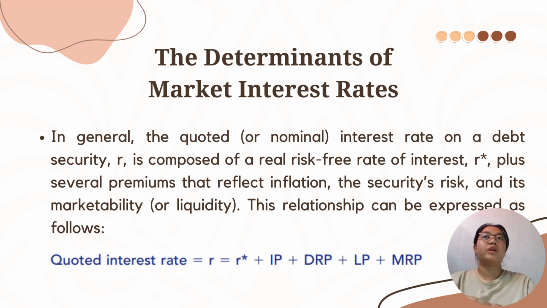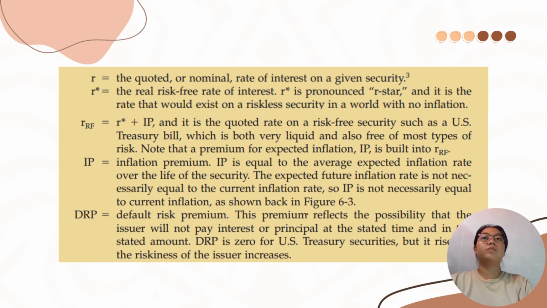The determinants of market interest rate. In general, the quoted or nominal interest rate on a debt security R is composed of real risk-free rate of interest R star plus several premiums that reflect inflation, the security's risk and its marketability or liquidity. This relationship can be expressed as follows. Quoted interest rate equals R star plus IP plus DRP plus LP plus MRP. This is the short description of those letters, but I'm still gonna discuss a little further about this letter.